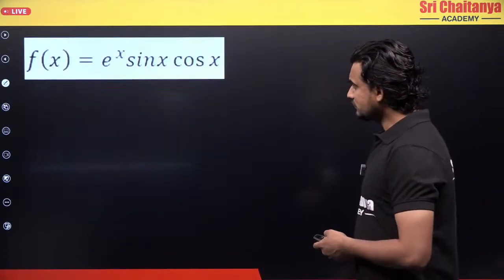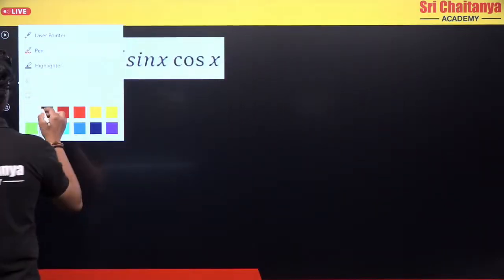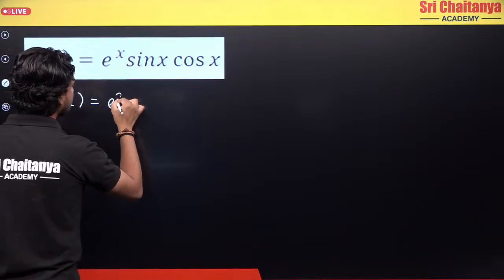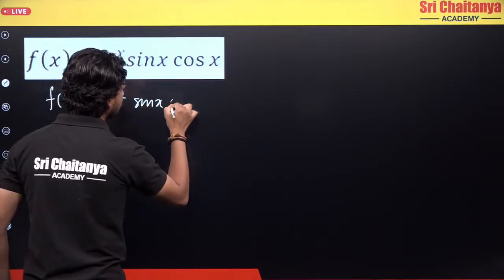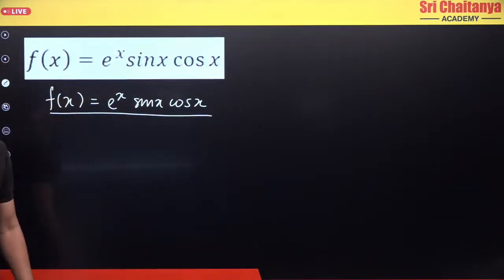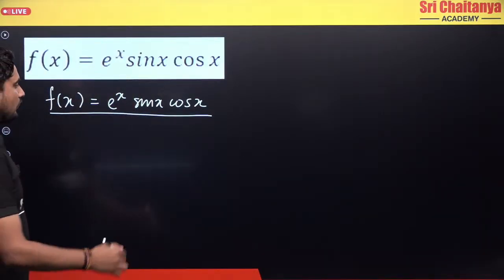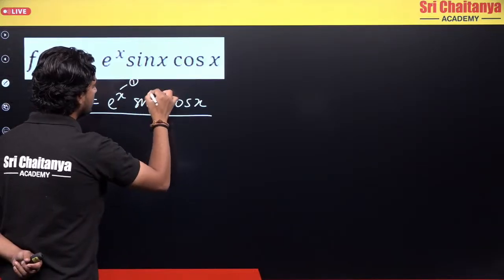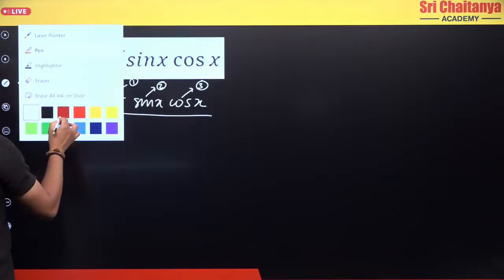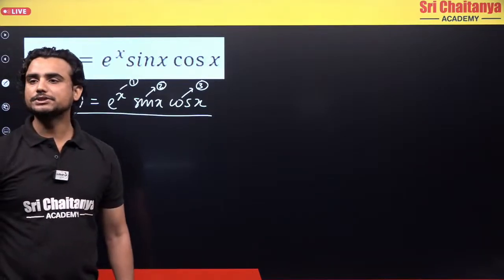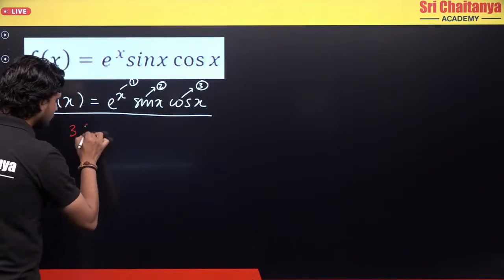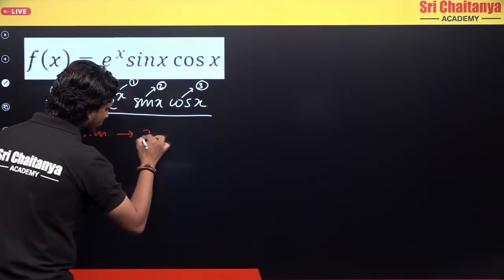Next part, so this question I have, and it is given that f(x) is equal to e^x into sin x into cos x. So what is the hint I gave you in the last class? If you go back, I gave you a hint about how many functions I have. I have function 1, this is my second function, and this is my third function. I have 3 functions, but I cannot solve 3 functions in multiplication. What do I have to do? I have to make 3 functions into 2 functions.